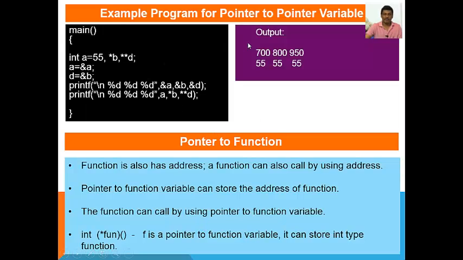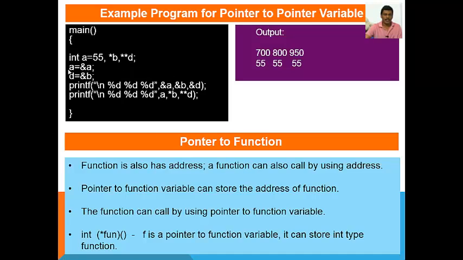Here is an example program for pointer to pointer variable. Integer a equal to 55, star b, double star d. a is an ordinary variable, so it holds 55. Star b is a pointer variable, and its size is 2 bytes. A pointer to pointer variable is also 2 bytes. The size of a pointer variable or a pointer to pointer variable is 2 bytes only, independent of data types.